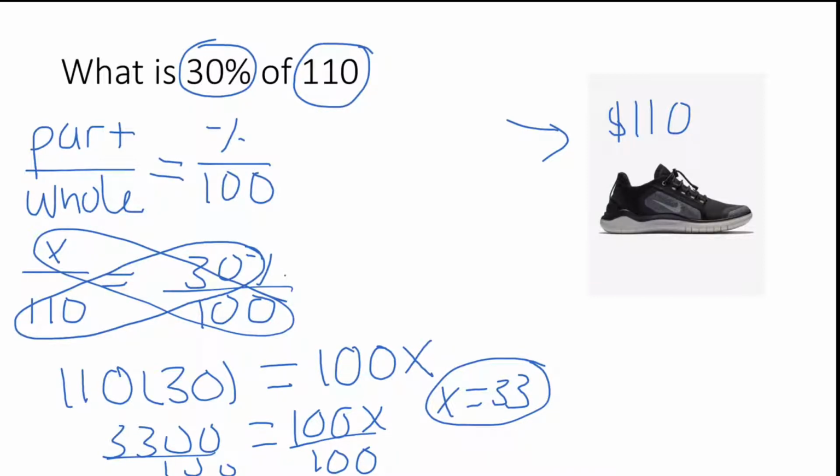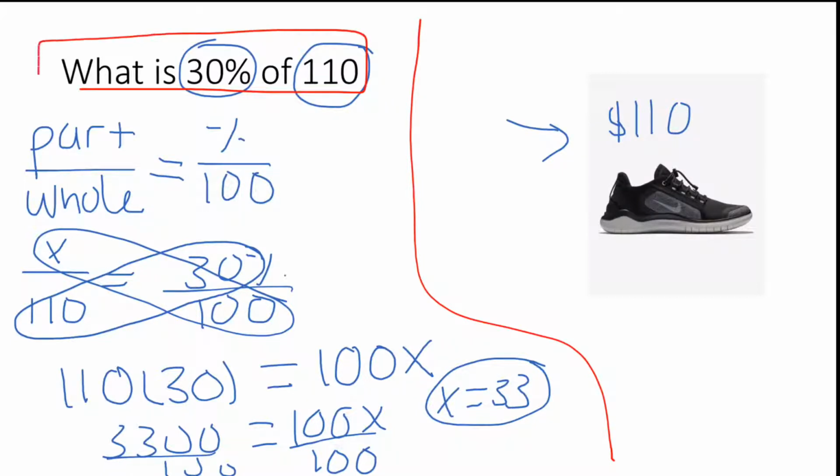So the other way to do this is we can use algebra. So we're just going to look at this sentence, and we're going to convert this sentence into math. So we have what. What, we don't know what that is, so we're just going to put X for that part. So we have X. Then we have is. So is, we always have the equal sign, so we have X equals.